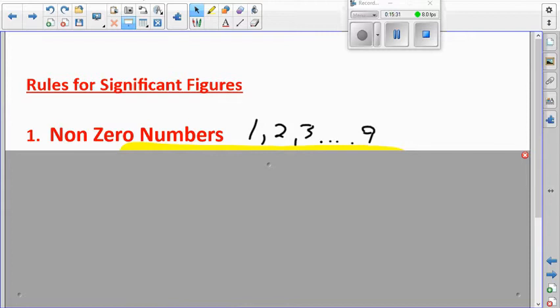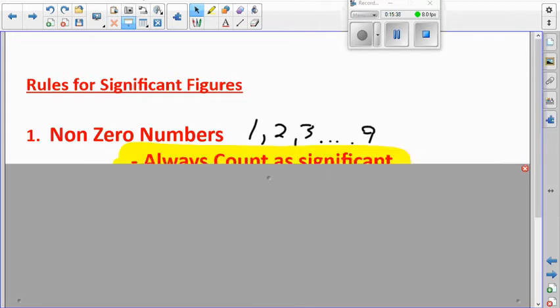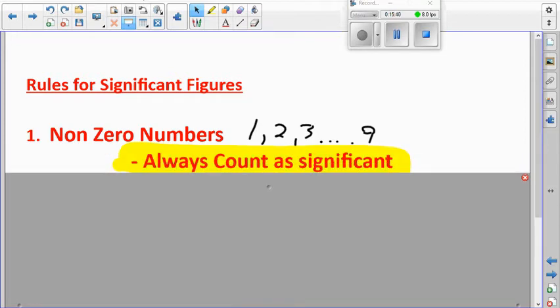Non-zero numbers. So anything that's not a zero, 1, 2, 3, all the way up to 9, any of those guys are always significant. There are no exceptions. There's no weird situations. There's no trickery of any kind. Just simply put, 1, 2, 3, 4, 5, 6, 7, 8, 9. Any of those numbers are always significant without a single exception in this world. They're always significant. Always, always, always.